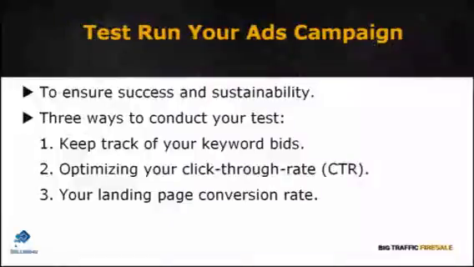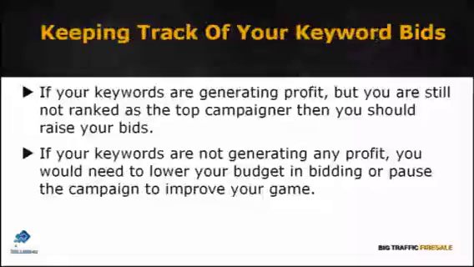1. Keep track of your keyword bids. 2. Optimizing your click-through rate, CTR. 3. Checking your landing page conversion rate. First, keep track of your keyword bids. Once you've generated your clicks and sales, you'll still need to adjust your bids. If your keywords are generating profit but you're still not ranked as the top campaigner, then you should continue to raise your bidding price. However, if your keywords are not generating any profit, you would eventually have to lower your budget in bidding or pause the campaign to improve your game.